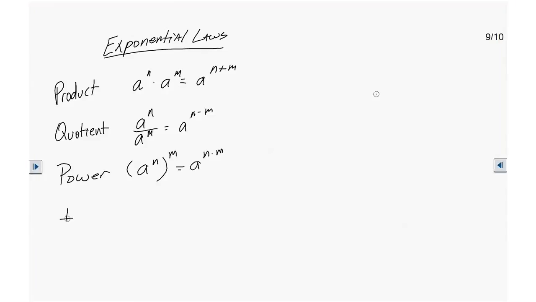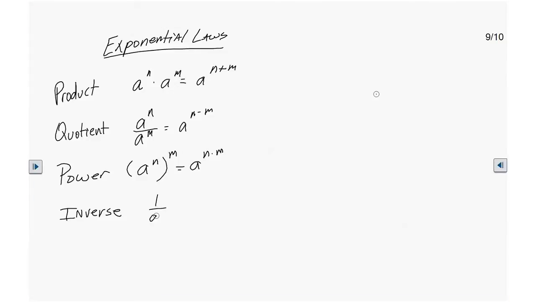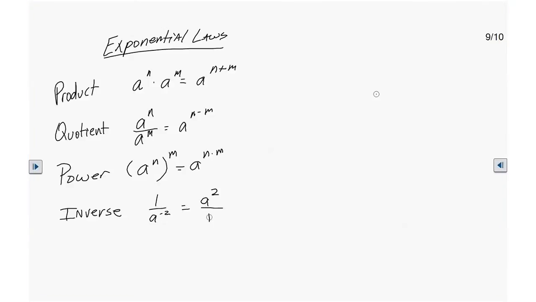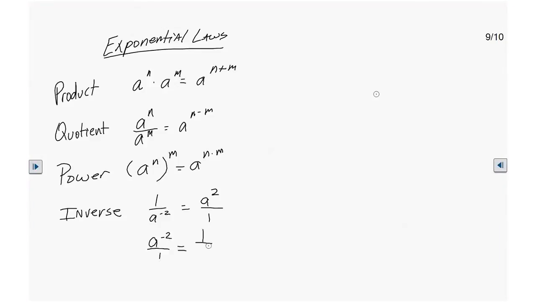The inverse rule says that if you have a term with a negative exponent, you can flip it, and it becomes a to the second over 1. It's supposed to be n or m, but I'm using a number. And if you have a to the negative 2 over 1, you can flip it, and it becomes 1 over a to the second. So it works both ways.